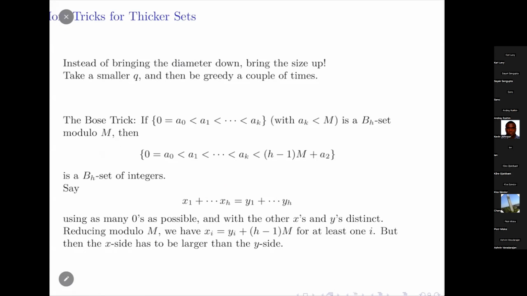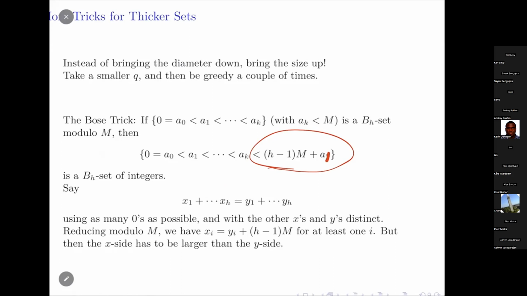But if you have one of these modular Sidon sets, or modular B sub H sets, you can always add in an element with a particular structure. That's your next greedy element that you would put in. And it's not too much bigger than the modulus, right? If H equals 2, it's just the modulus plus the, sorry, that should be an A1, plus the second smallest element of the set, right? So it's really just a small growth in the diameter and a small growth in the size.